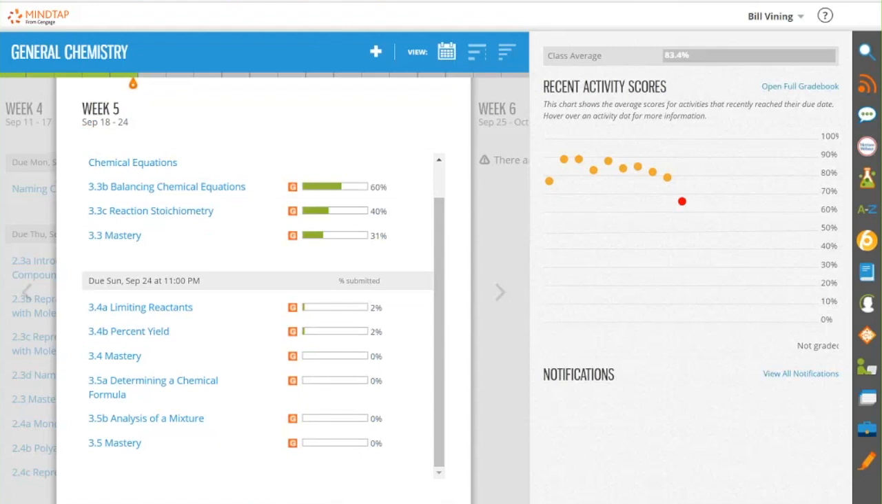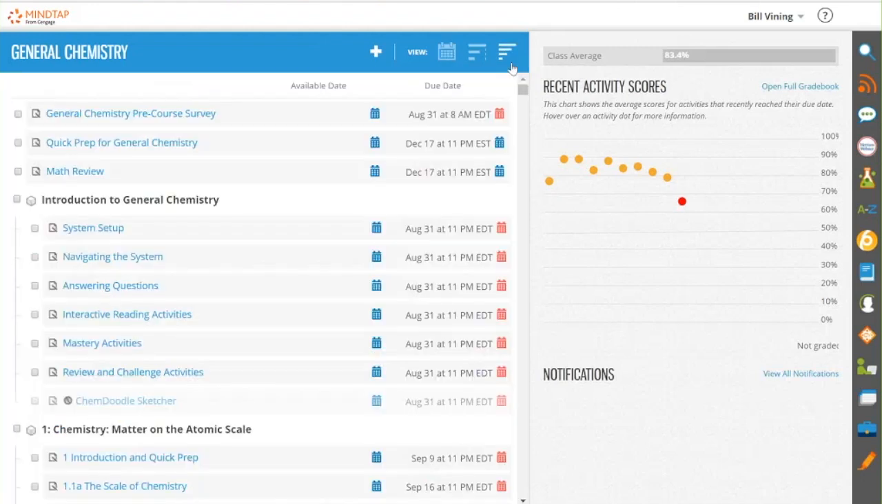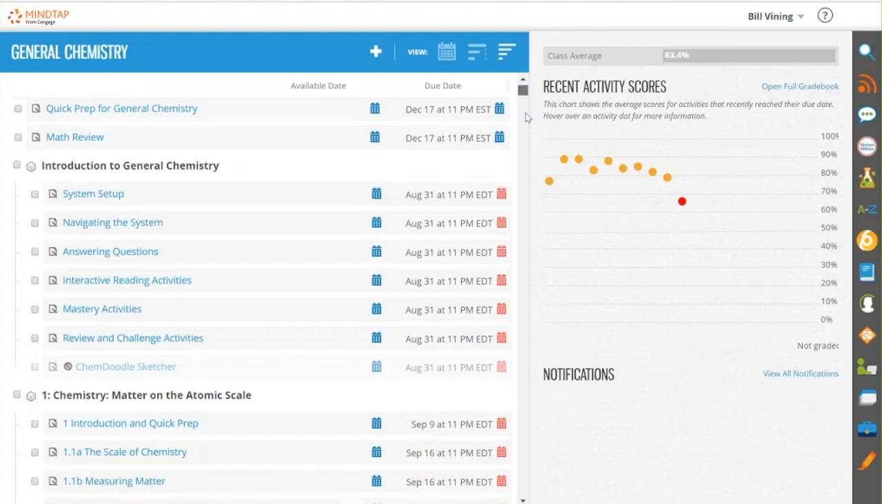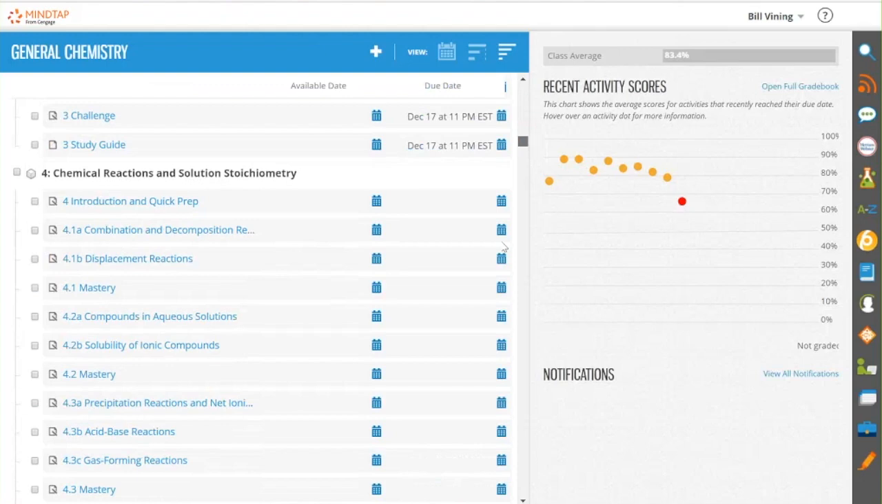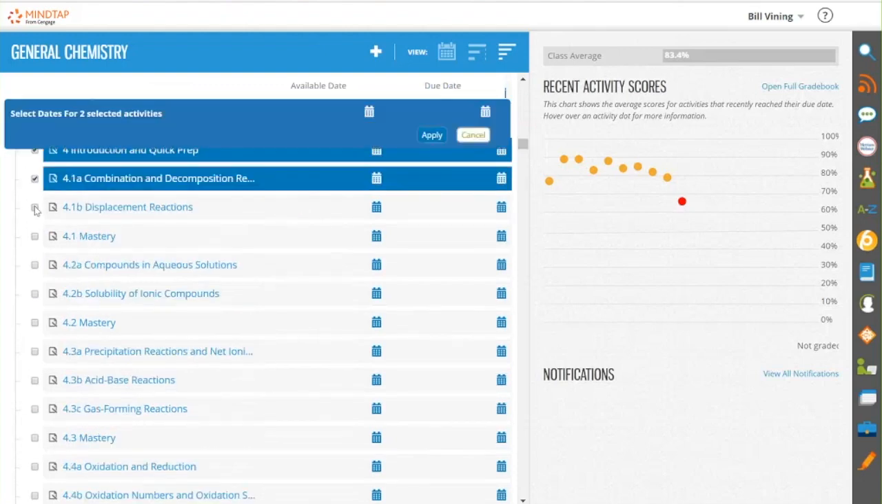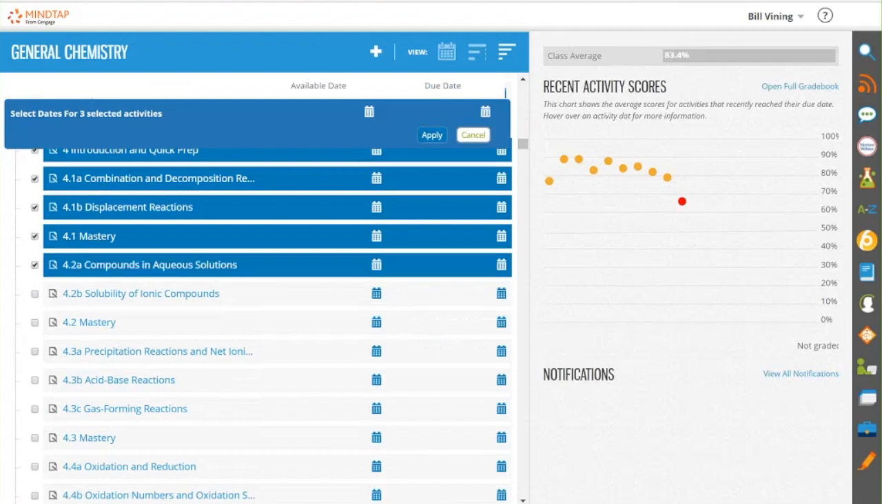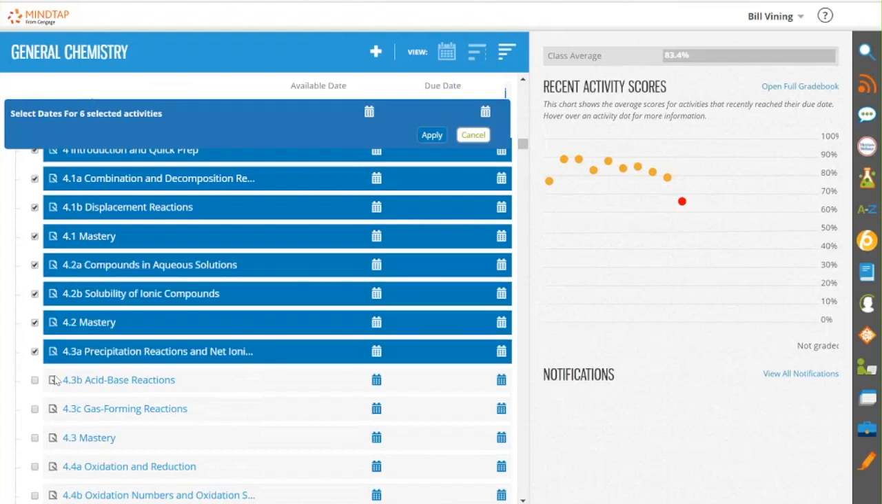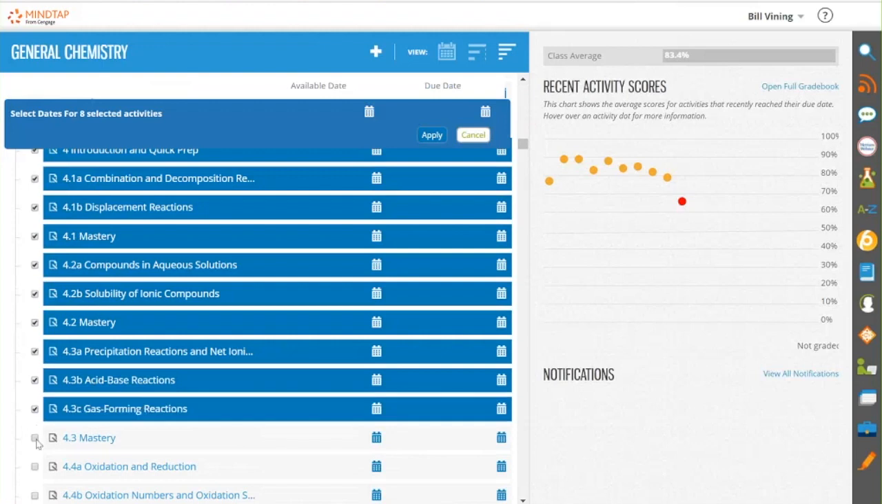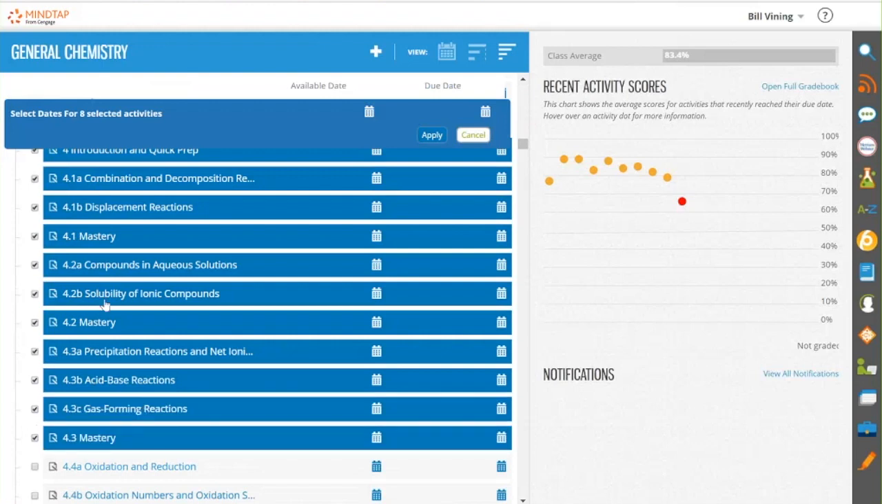The right-hand icon is the Date Manager view. What you do is you can scroll down to the chapter you're interested in or the unit you're interested in. It's Chapter 4. And I don't want to do all of it at once. So I'm going to do the quick prep and sections. This chapter is about survey of reactions. So I'm going to do all of the aqueous reaction stuff at once. So definitions of single displacement, double displacement reactions, combination reactions, as well as reactions in aqueous solution, precipitation and acid base and gas forming. And I want all of those to be due, let's say, next Sunday.